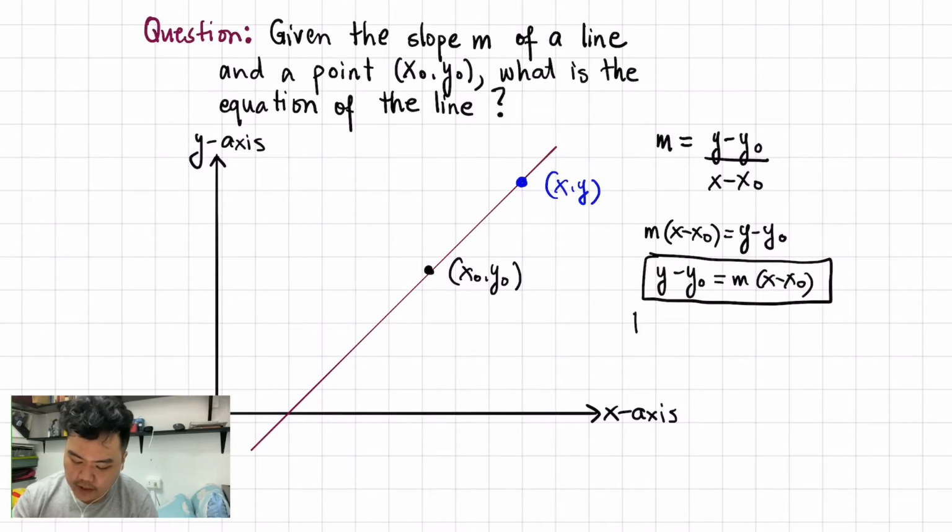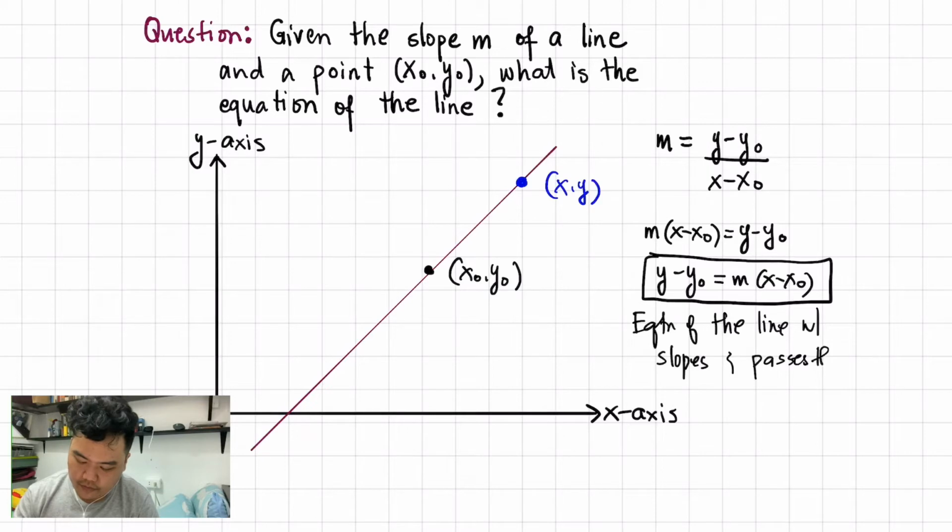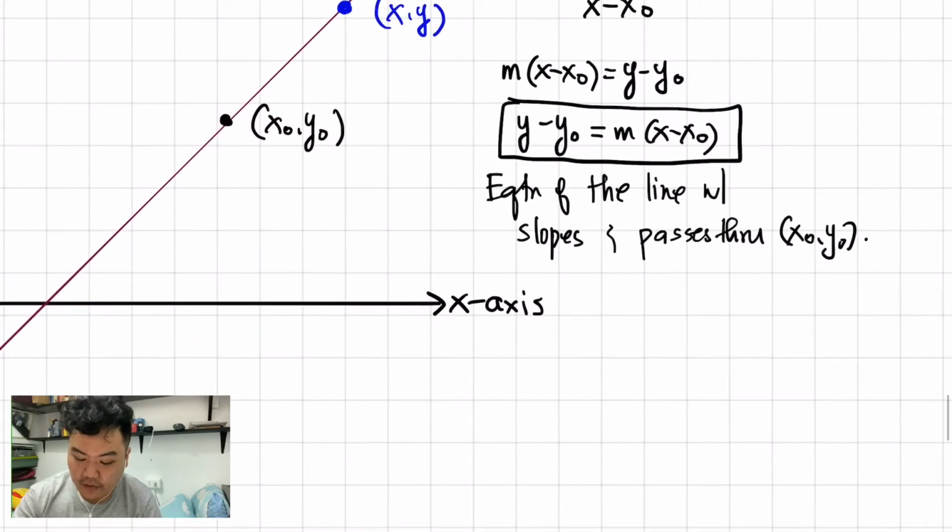So this is the equation of the line with slope m and passes through (x naught, y naught). So from this, we only need to realize one thing. To get the equation of a line, you only need to get 1 point on the line and the slope of the line.